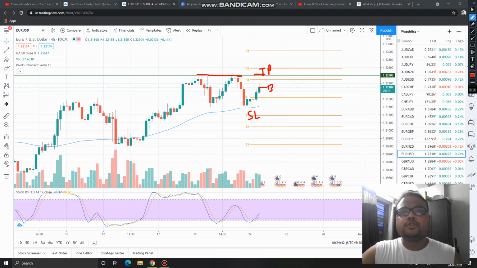So your risk to reward ratio does not match. Your stop loss is bigger than the take profit target. You are going against the discipline. So this cannot be your trade. This is not your ideal buying position.